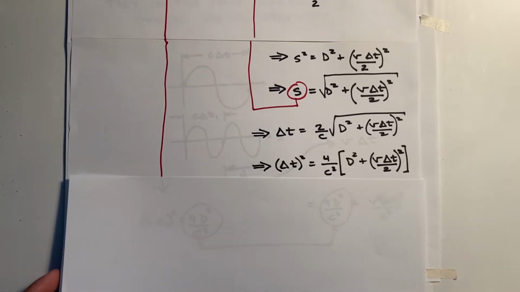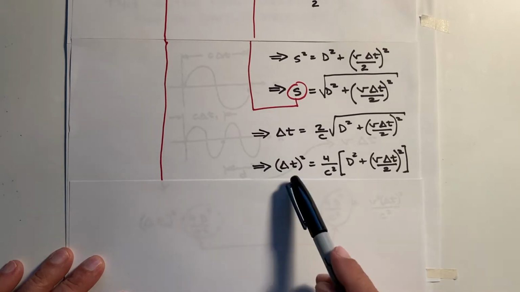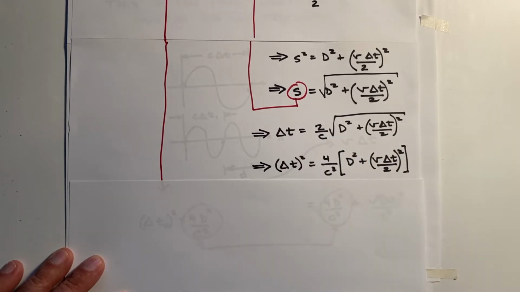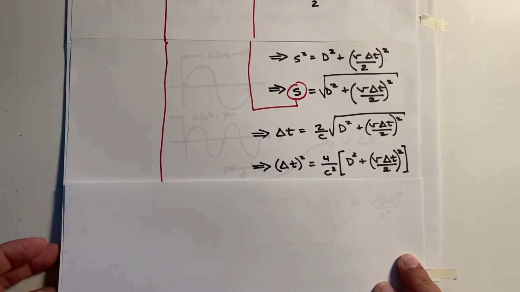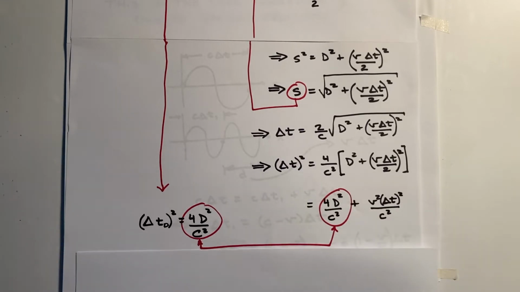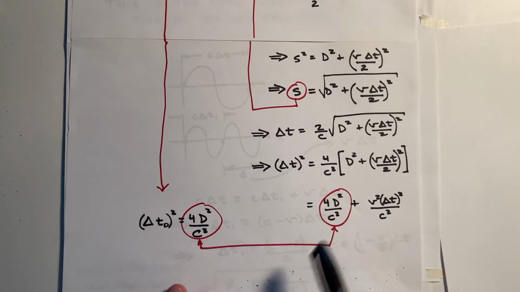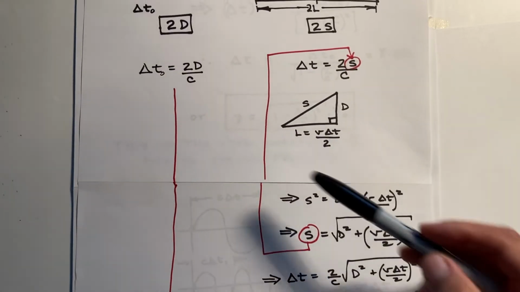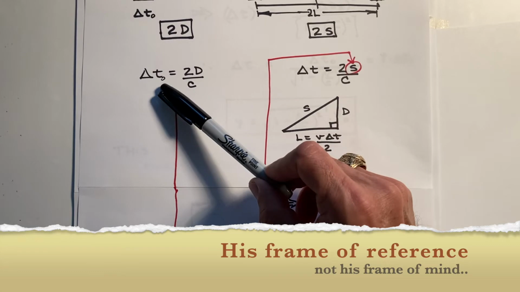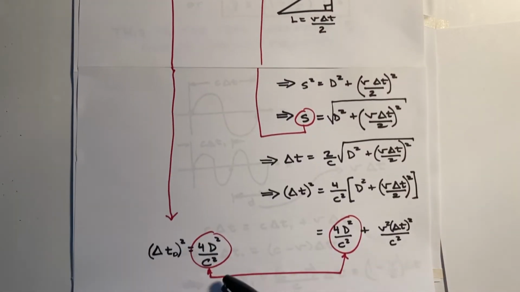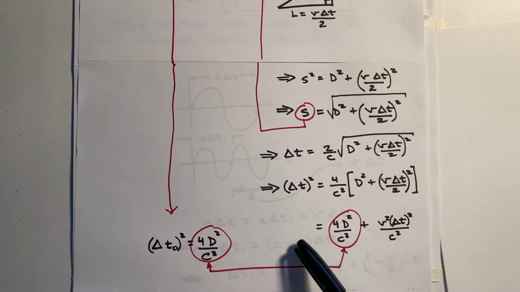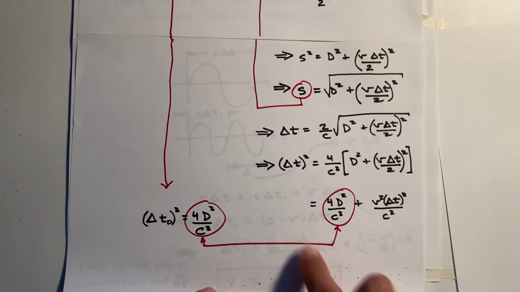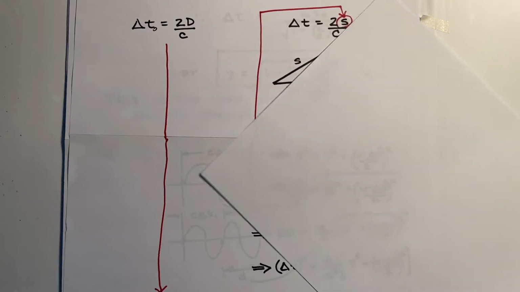Now we get rid of the square root by squaring both sides. We end up with delta t squared equals 4 divided by c squared times that term without the square root. At this point we notice something interesting: once we multiply out, we end up with this term right here, which goes back to the astronaut's frame in terms of delta t0. It's 2d over c, squared. So we can now express our equation not only in terms of delta t, but also in terms of delta t0. We do that and write down the following equation.